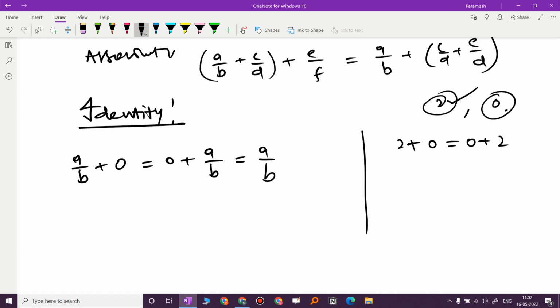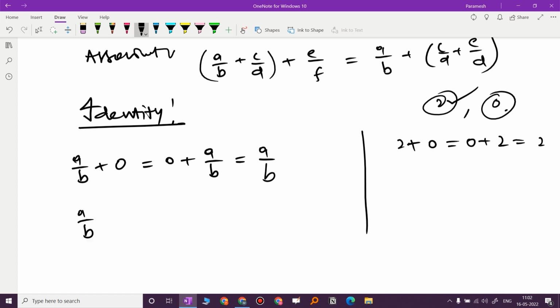But in the integer set we can take 0 also, since 0 is an integer, so 2 plus 0 is equal to 0 plus 2, which is equal to 2 itself. So that's why the integer set satisfies the identity property under addition. Same like that, a by b is a rational number, 0 is any number. Suppose a by b plus 0 is equal to 0 plus a by b is equal to a by b, then it is said to be the identity property under addition.